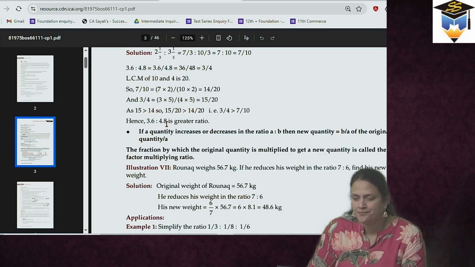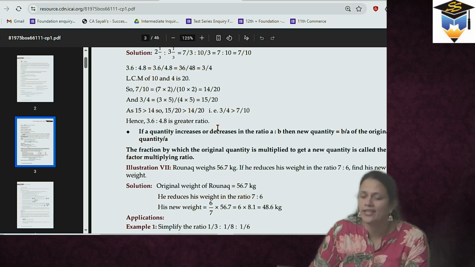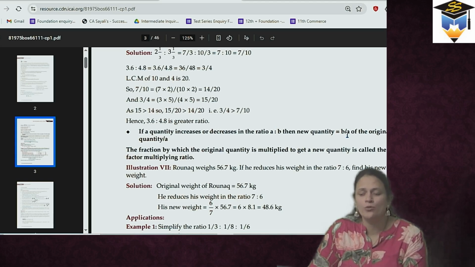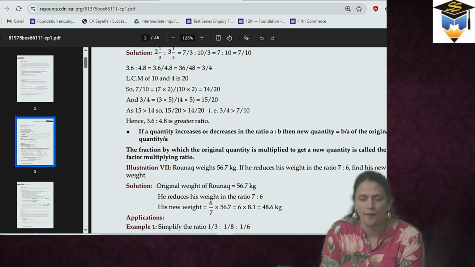So now, next thing is that if a quantity increases or decreases in the ratio A is to B, then the new quantity becomes B by A of the original quantity.